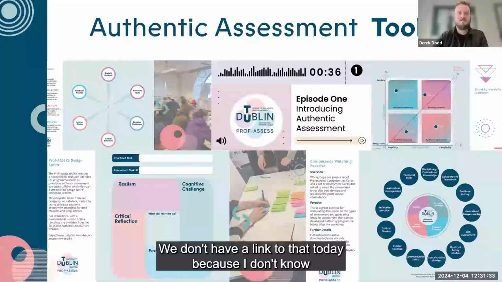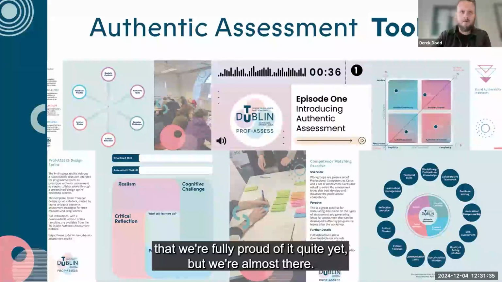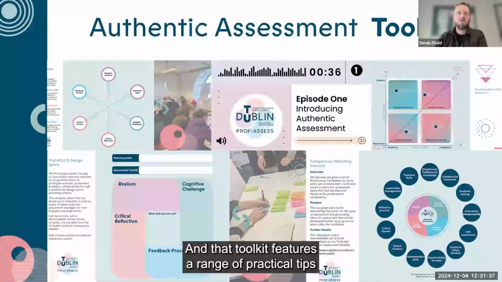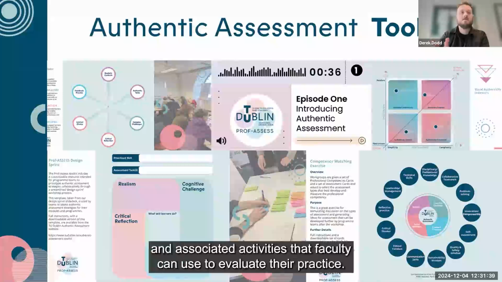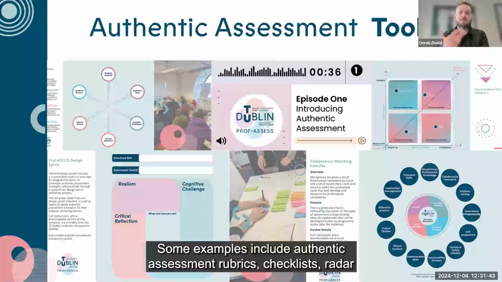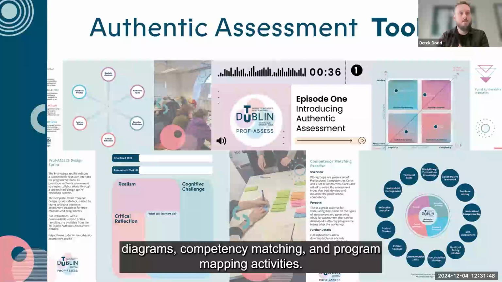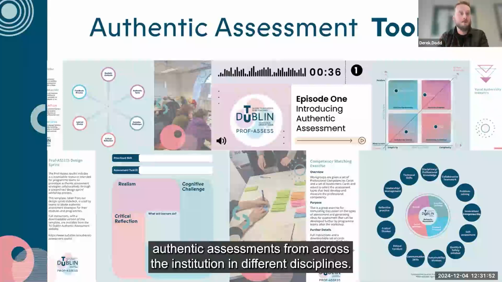We don't have a link to that today because I don't know that we're fully proud of it quite yet, but we're almost there. That toolkit features a range of practical tips and associated activities that faculty can use to evaluate their practice. Some examples include authentic assessment rubrics, checklists, radar diagrams, competency matching and program mapping activities. We also have a range of exemplar authentic assessments from across the institution in different disciplines.